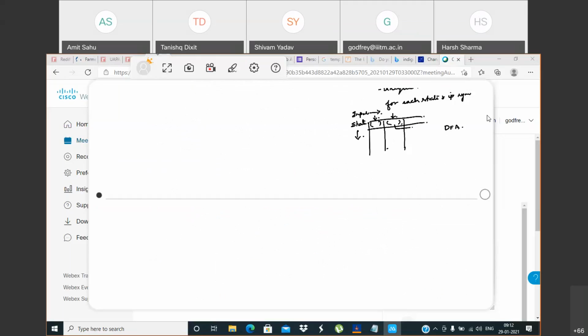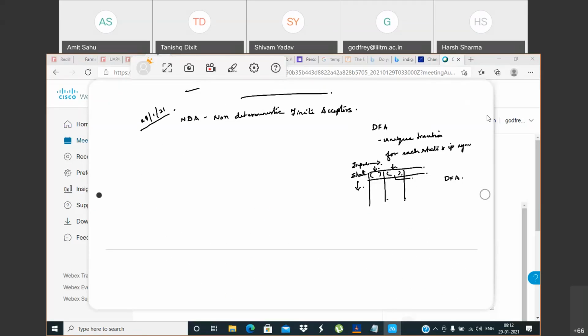So this is what we studied. We studied that delta is a total function. This unique transition defined for each state and each input symbol was formally expressed by saying that delta is a total function. So that's the reason why you call the automata deterministic. Now you have the counterpart, which is non-deterministic automata.